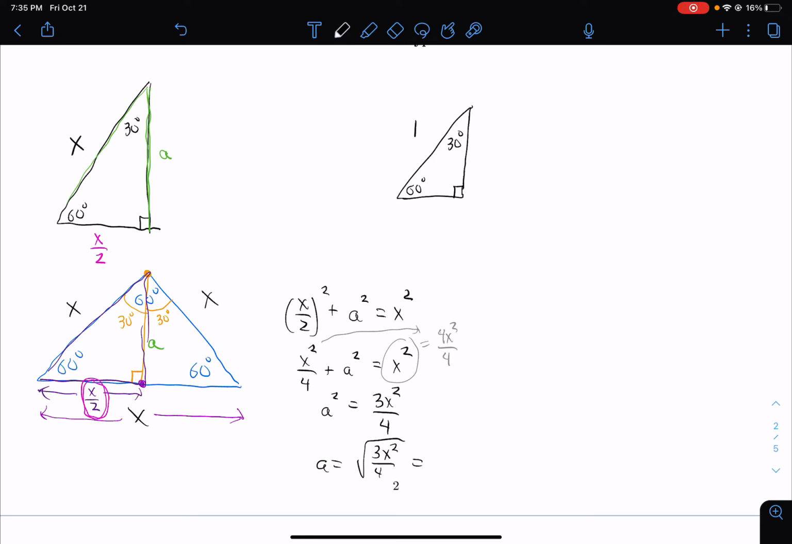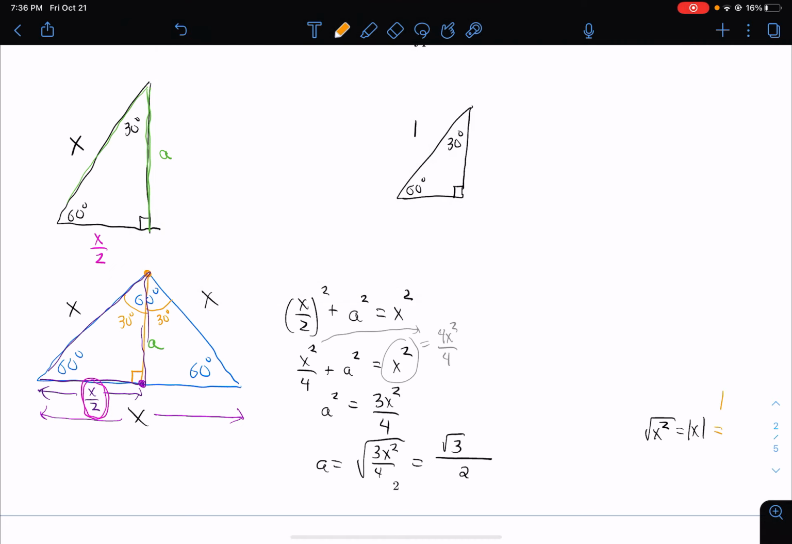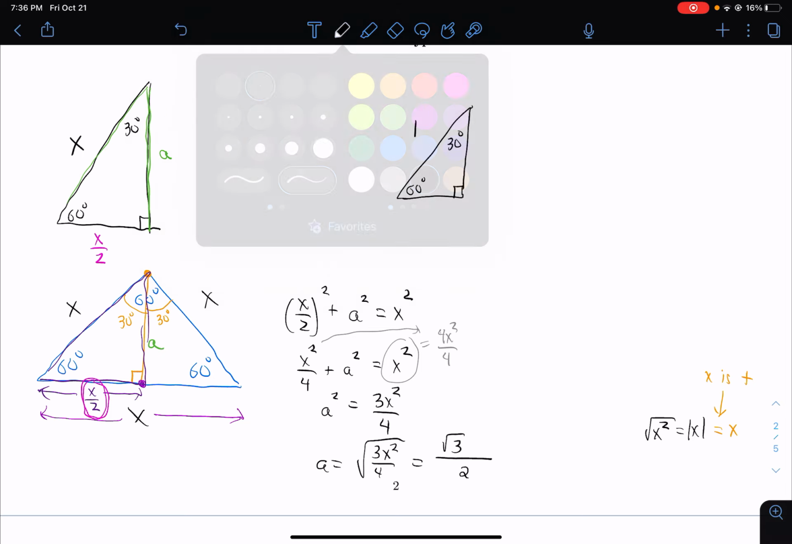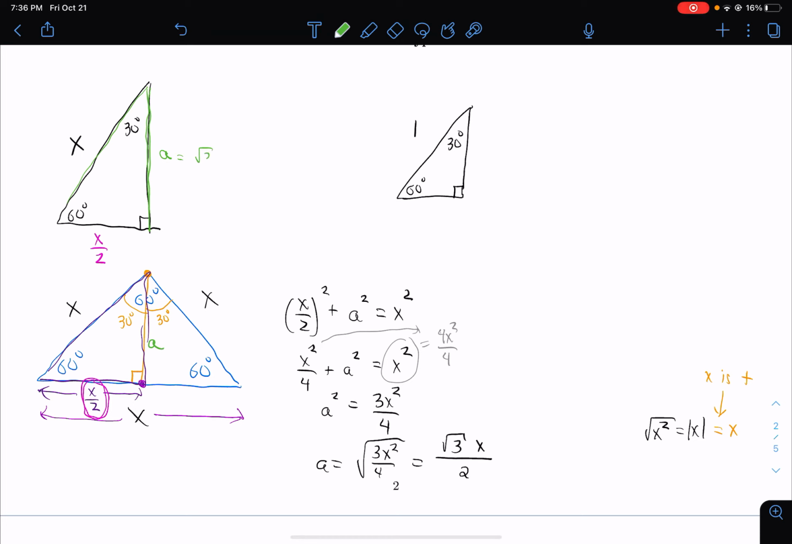All right, and then because I'm multiplying and dividing everything, I can distribute the square root. And I'll get the square root of 3. The square root of 4 on the bottom is just 2. The square root of x squared, just like before, is going to give me the absolute value of x. But because x is positive, the absolute value of x just becomes x. Okay, so I'll get the square root of 3 times x on the numerator. So that is my side for a. It is going to be square root of 3 times x over 2.